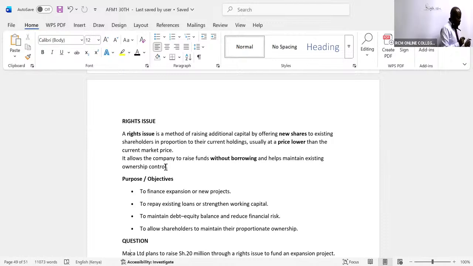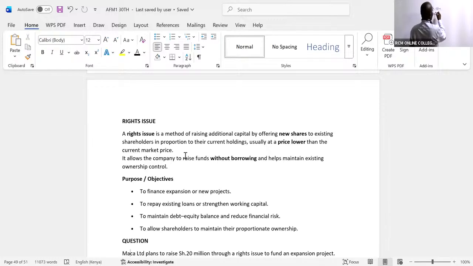But under rights issue, you as an existing shareholder will be able to have additional, new shares at a discounted price. So it's a method of raising additional capital by offering new shares to existing shareholders, usually at a price lower than the current market price. You as a finance manager, what do you think are the main reasons or purposes why you should go for a rights issue? Of course, to raise capital, isn't it?